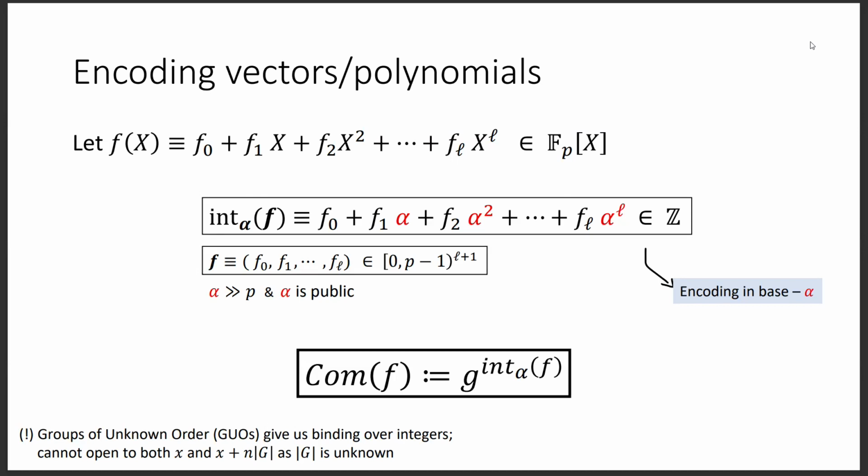And like Dimitri said, you have binding over integers here, so you can commit to integers and not just modulo the order of the group, which turns out to be very useful because we're going to be working with integer equations later.